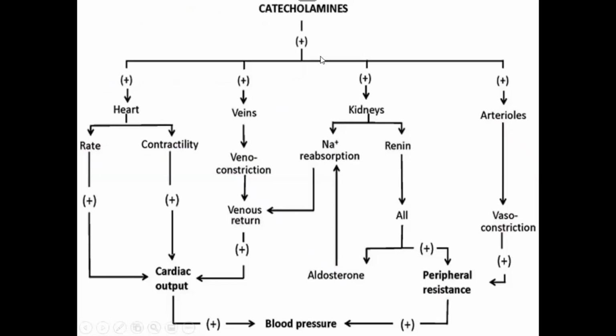What I want to show is this part. They have a beta effect where they cause an increase in heart rate and contractility. Beta 1 effect: inotropy and chronotropy, increase in cardiac output. They have an alpha 1 effect. Noradrenaline causes vasoconstriction, venoconstriction, increased venous return, and increased cardiac output.